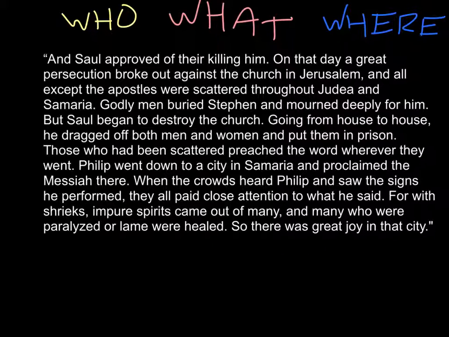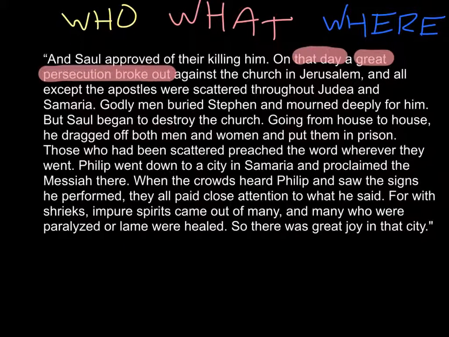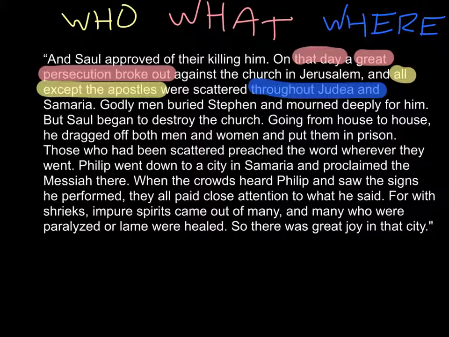One of the ways I started out in my notes was I saw on that day. That day is not clear in this text, so you have to ask what day is that day. You could also say when, it's a time phrase, but on that day, what day was that? When you look back at the previous chapter, it's about Stephen's stoning. But then another what question that comes up is what happened? A great persecution broke out. That's what happened. And then when you start to ask the question who, it says all except the apostles were scattered, and then you answer the where question throughout Judea and Samaria.